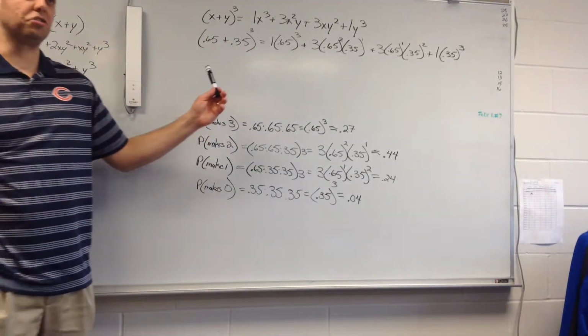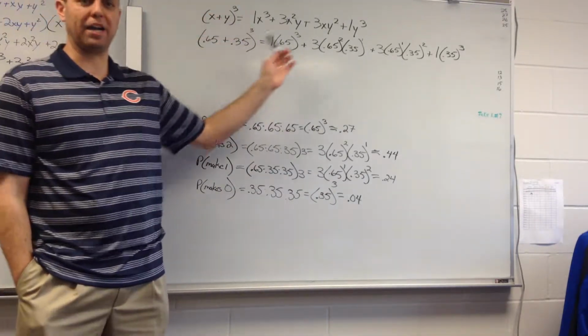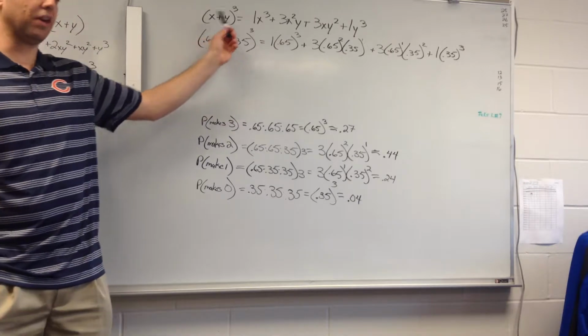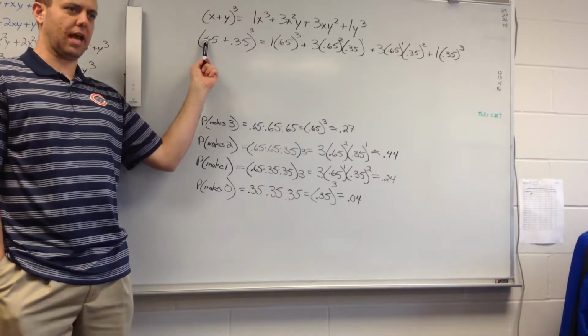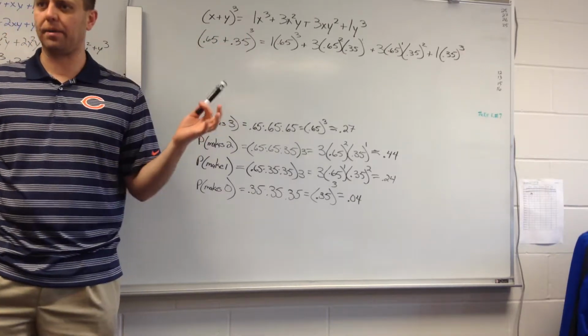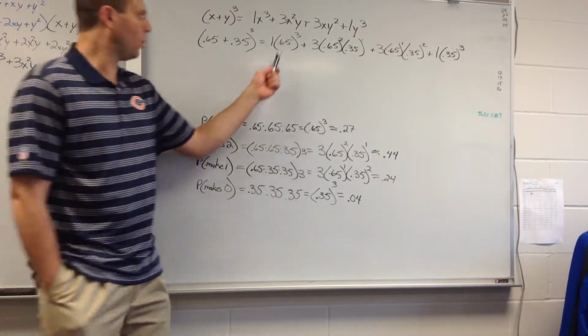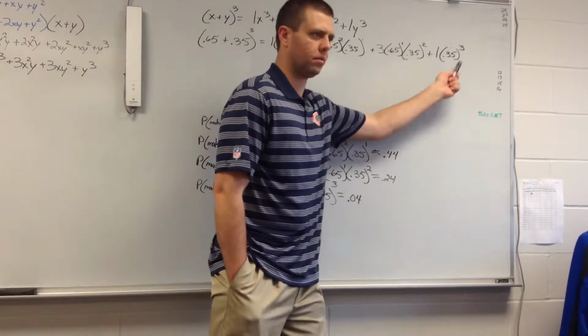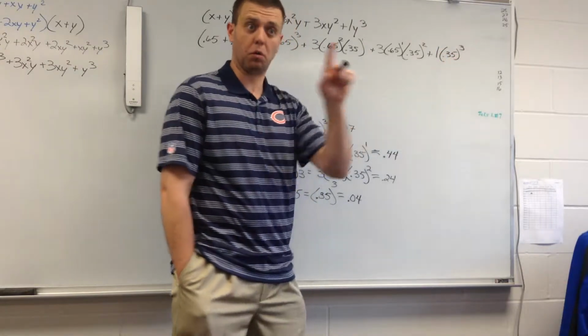So in a sense, you're really just expanding a binomial, but instead of having variables in it, you're having the percentage of it happening and then the percentage of it not happening. Okay? And what should all of these probabilities add up to? 100% or 1, right?